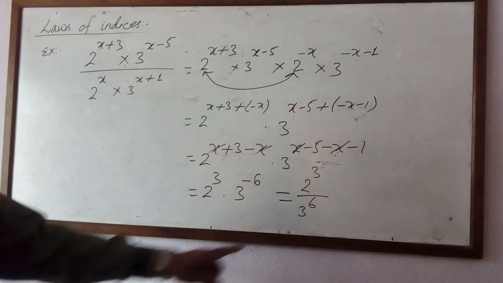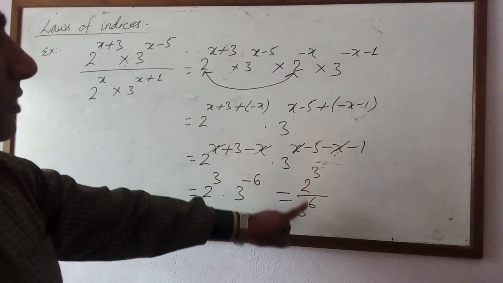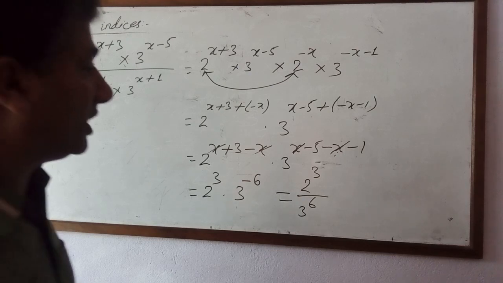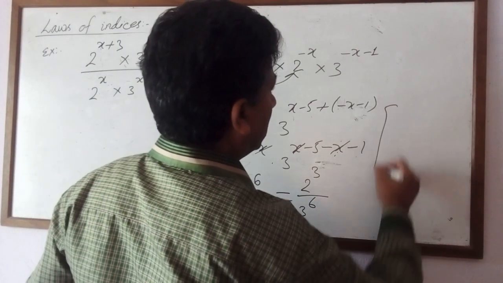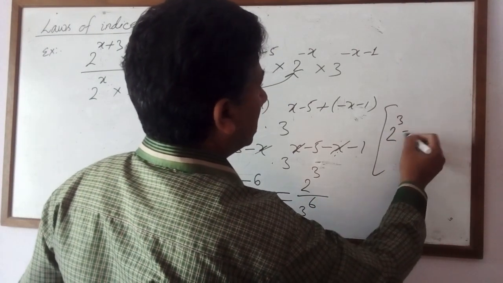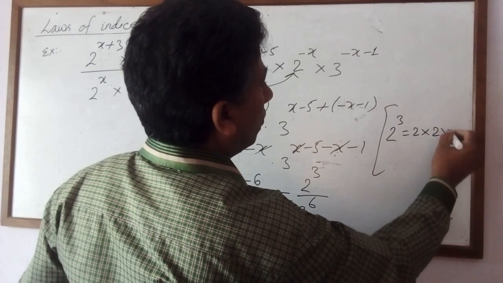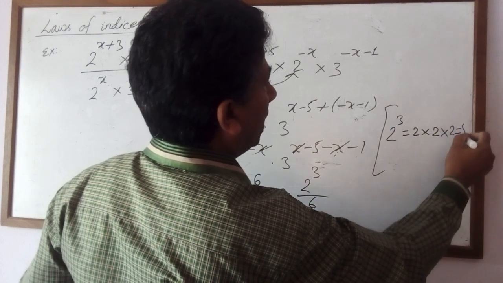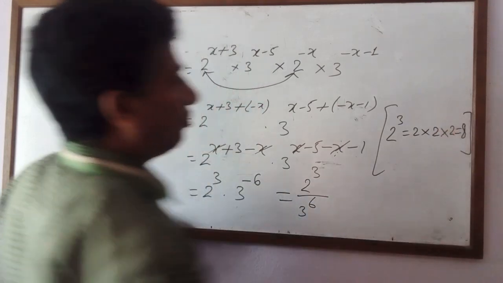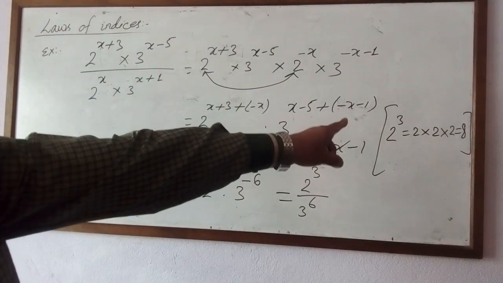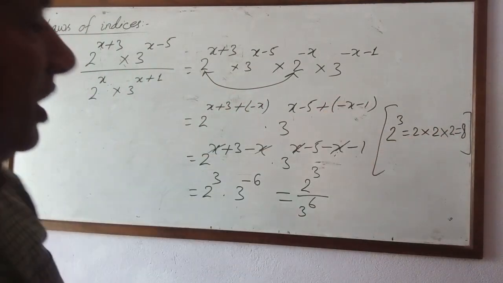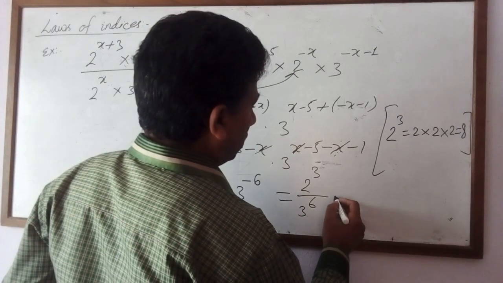Now the meaning of 2 power 3 is to multiply 2 three times by itself. 2 power 3 means 1, 2, 3. It will be 8. 2 power 3 means multiply 2 three times by itself. It will be 8.